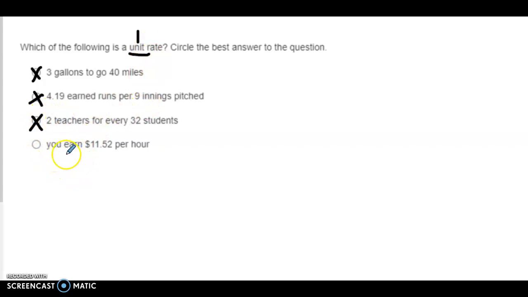And then the last one, you earn $11.52 per hour. Now, even though it doesn't say the number 1, it's per 1 hour. So that is a unit rate because it broke it all the way down to 1.